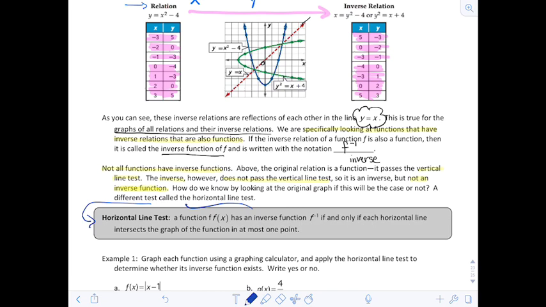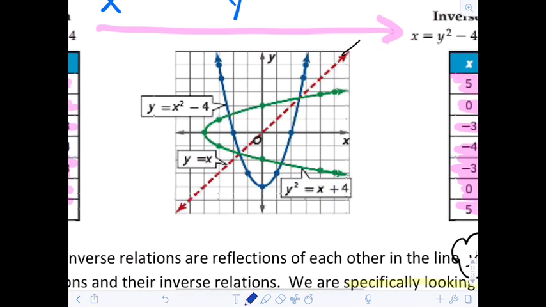So in this gray box, here's what it says. A function f of x has an inverse function if and only if each horizontal line intersects the graph of the original function in at most one point. So if you look back at the parabola, at the quadratic up top, if I draw a horizontal line, it's going to touch it in two places. So that would tell me that my inverse would not be a function.